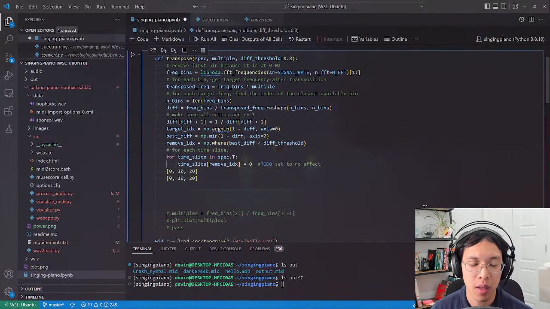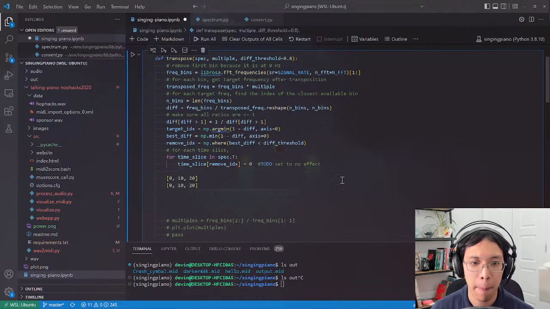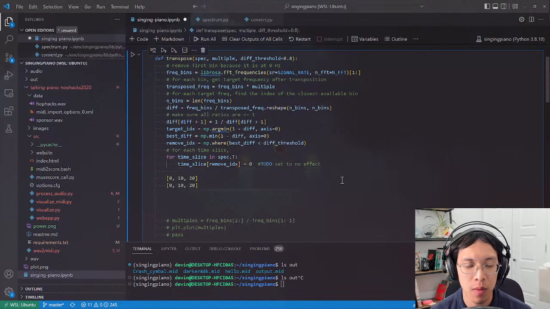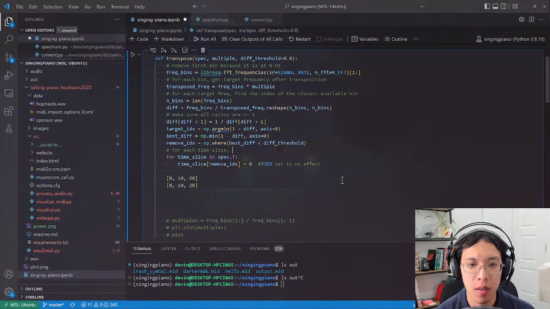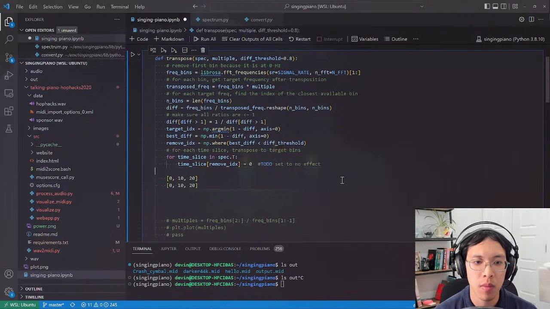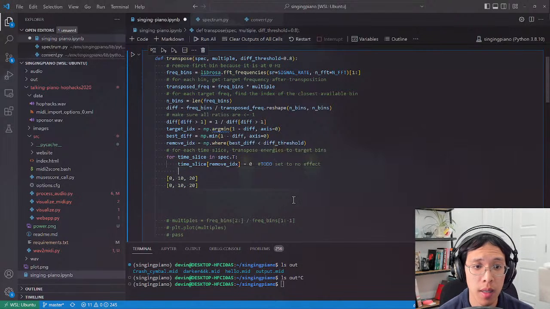Okay, and then for everything else, for each time slice, we're going to basically transpose to target bits. So first we get rid of the ones we don't want to transpose, right? And then the next thing to do, we might want to copy this first, actually.